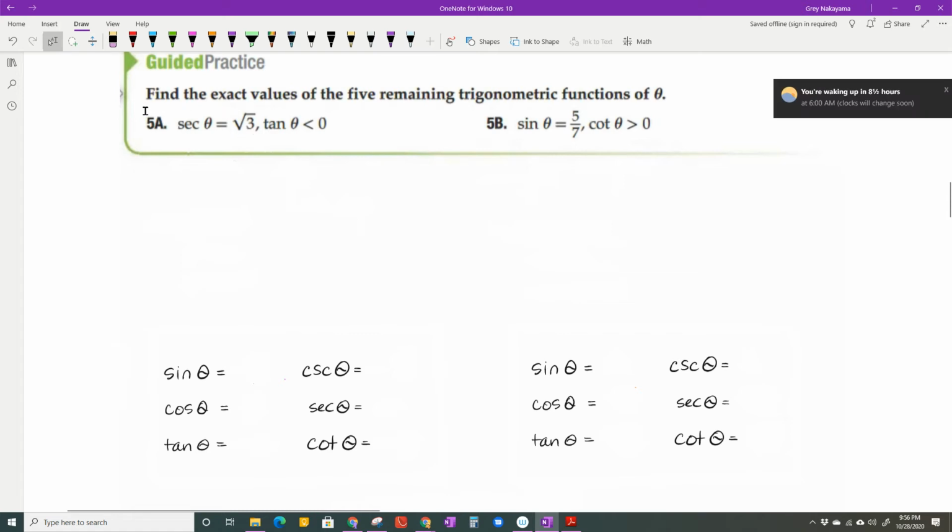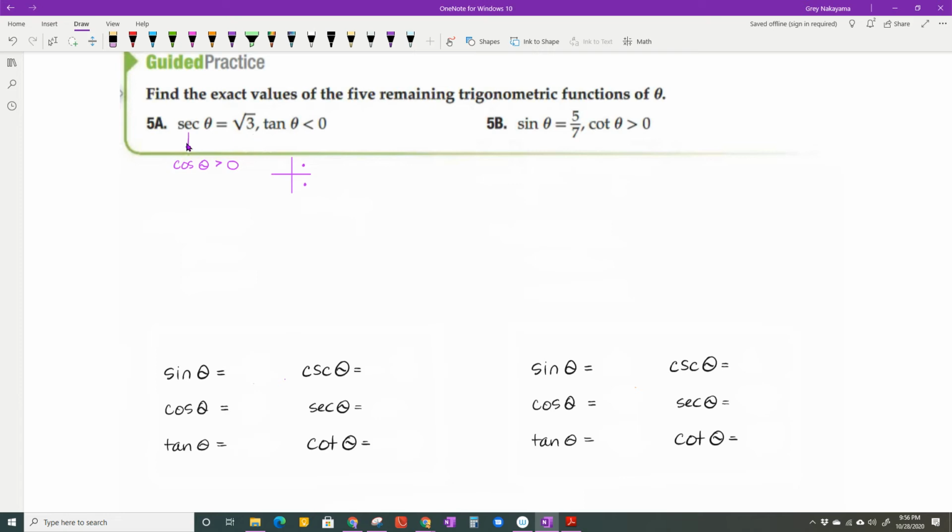So first off, if the secant is, I'm going to start off with the sine. I'm going to say the secant is 1 over the cosine. And so if the secant is positive, then I know the cosine is positive. And if the cosine is positive, I'm going to come over here and think, where is the cosine positive? The cosine is positive in the first quadrant and the fourth quadrant.